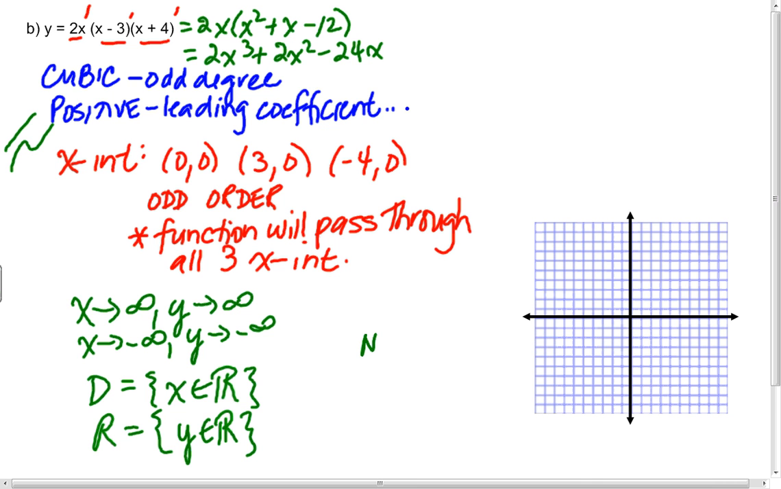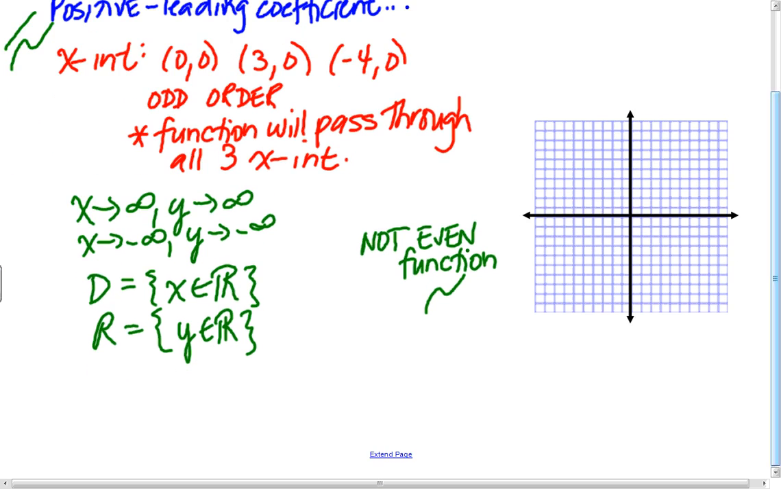This one is not an even function, where it's balanced across the y-line. And I know that simply because it's an odd degree function. You can't have a beautiful balanced across the y-line function if it looks like that. I need to consider, though, whether it is an odd function, odd degree and odd. If it is an odd function, then it is symmetric about the origin.